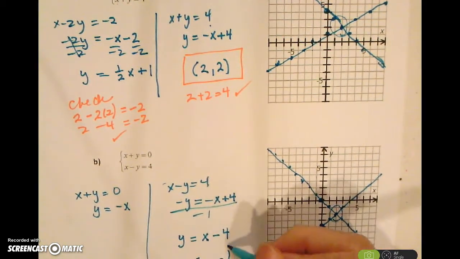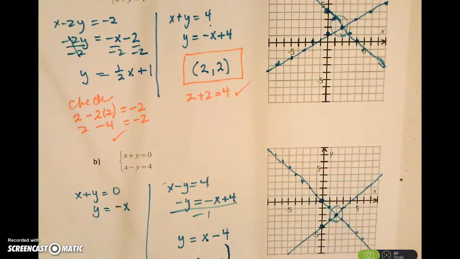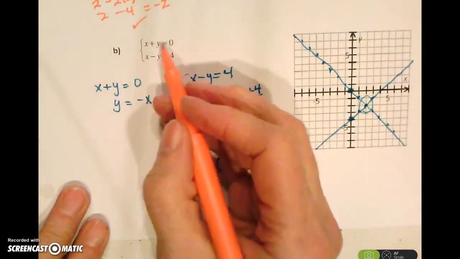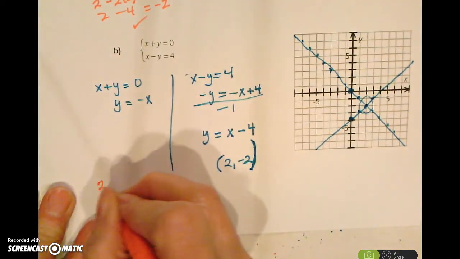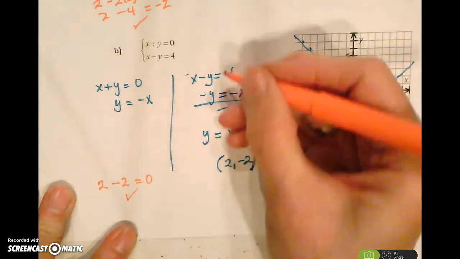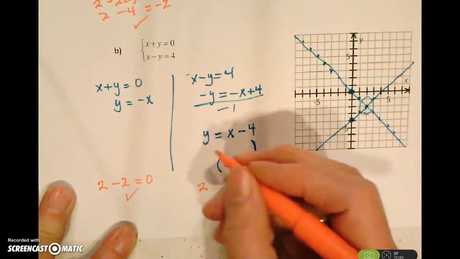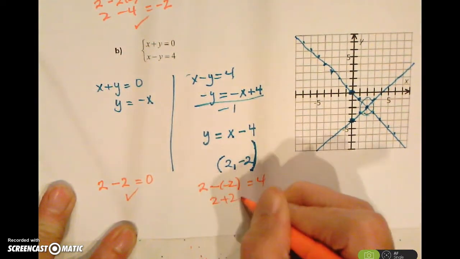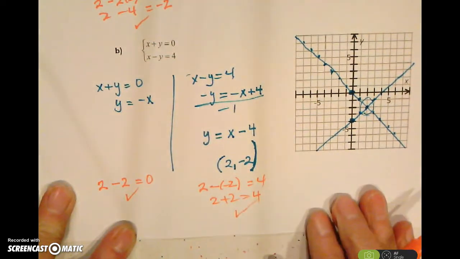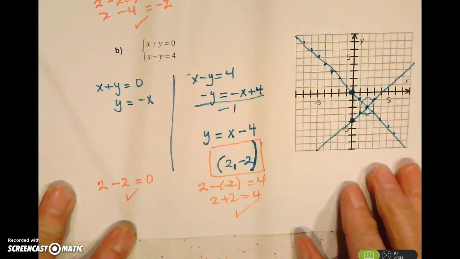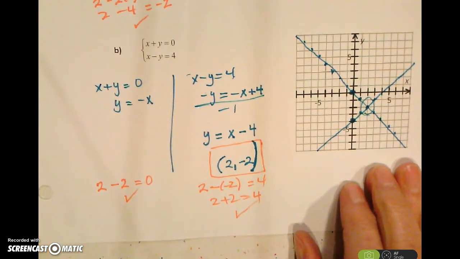So we want to check that answer. So putting a 2 and a negative 2 into my equation up here, I'm going to have 2 minus 2 is 0. We see that checks. And then plugging into the second equation, we get 2 minus a negative 2 is 4. So that's 2 plus 2 is 4. And that also checks. So the ordered pair 2, negative 2 is our solution.